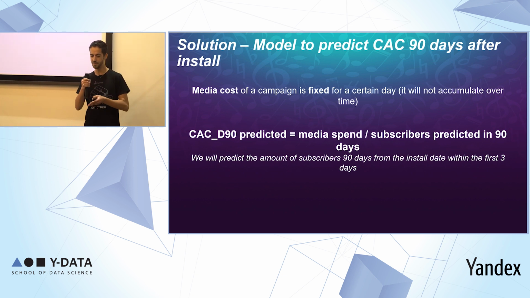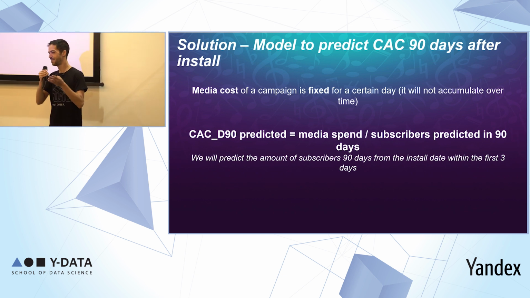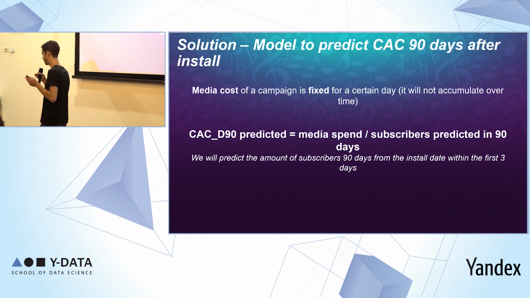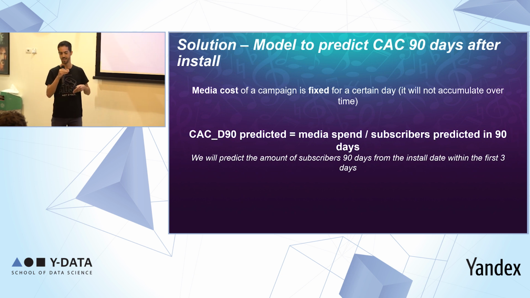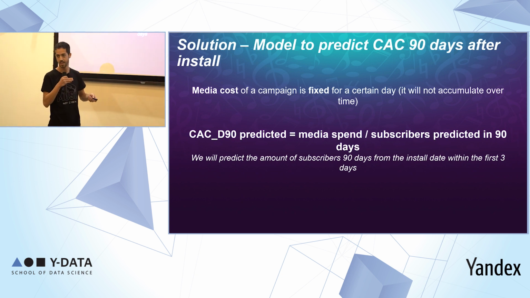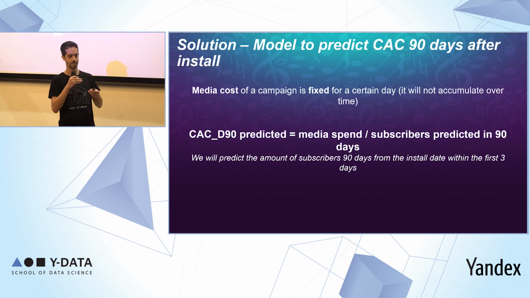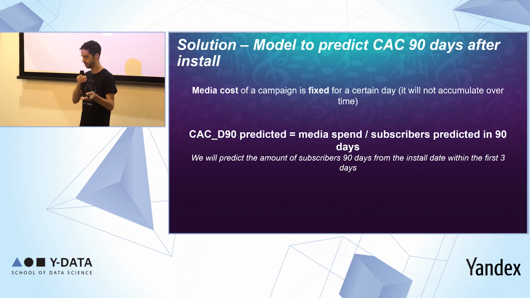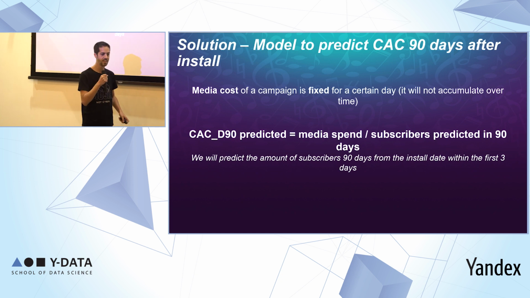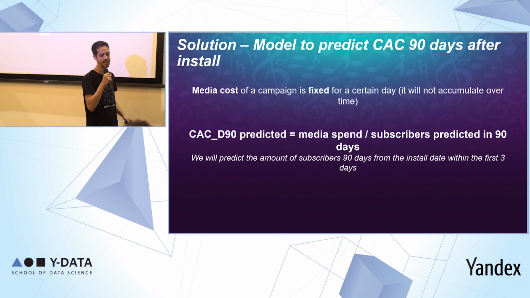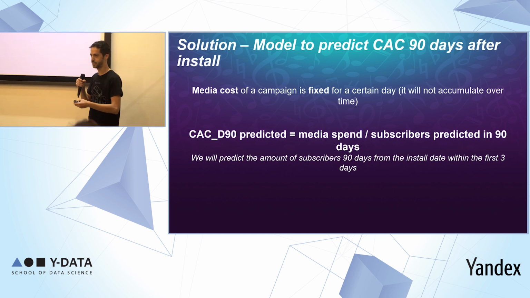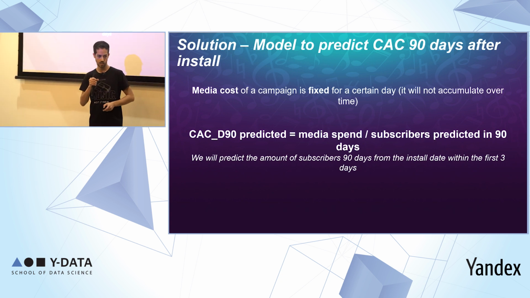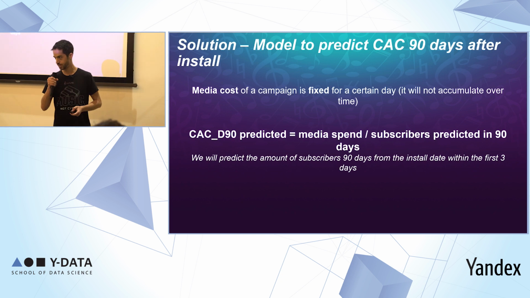What do I mean by first 3 days? This means that for a specific date, we will gather data about the users who installed from a specific campaign on that date, and afterwards we will predict for the next 87 days what the number of subscribers will be. So now I have to answer 2 very important questions.